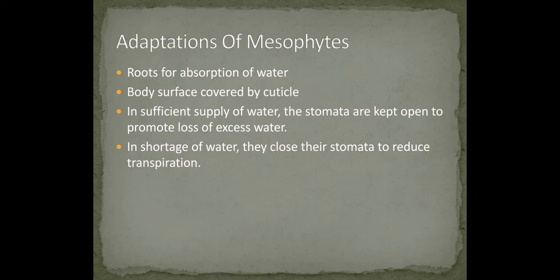Let me repeat it again. Whenever they have extra water in their body, especially in the rainy season when they have plenty of water in their surroundings, the stomata are kept open by these plants, to promote the loss of water by transpiration, by which they get rid of that extra water. But whenever they have a shortage of water, as water availability fluctuates in their environment, in the dry season they will simply close their stomata and reduce the rate of transpiration, so that they can conserve the water inside their body.